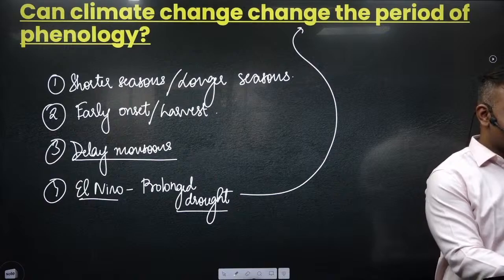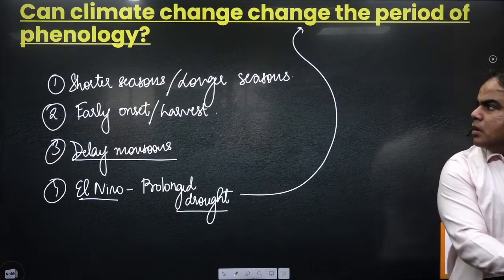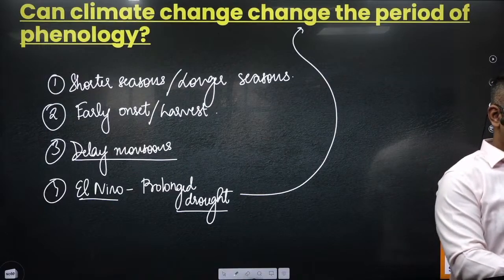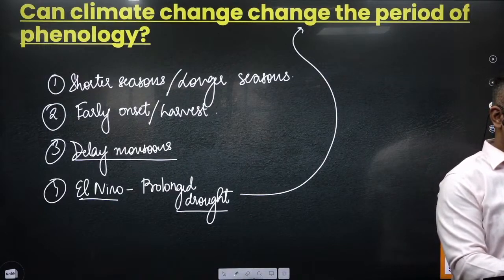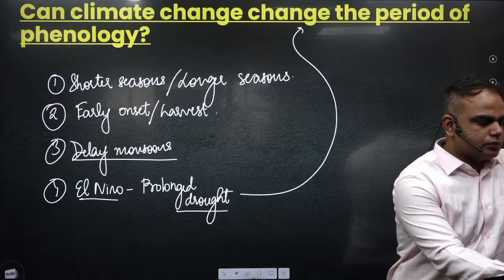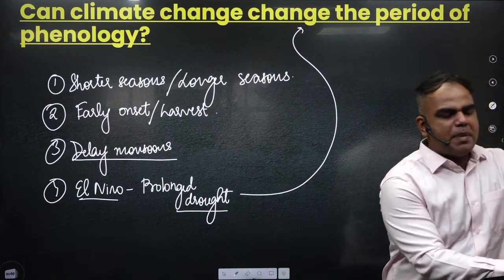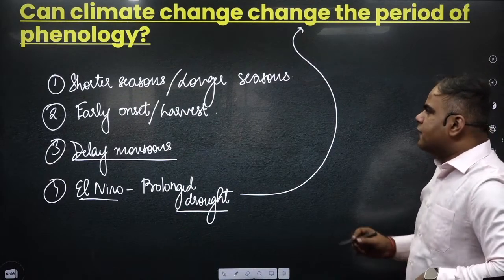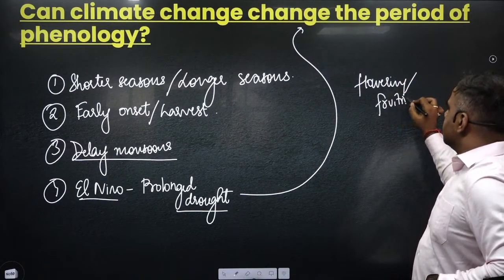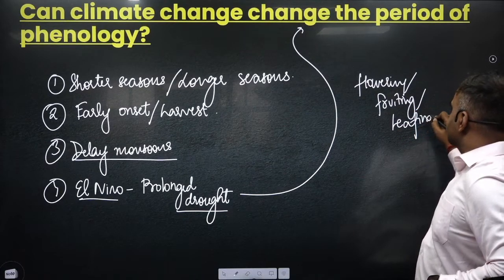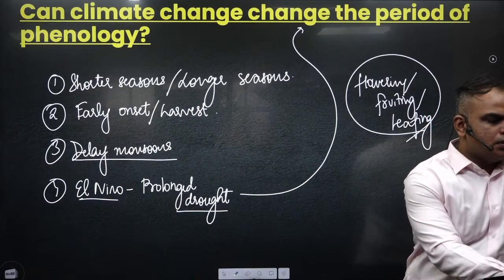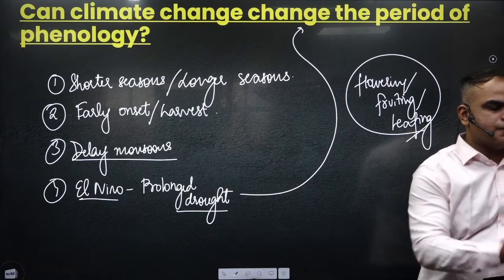changes in the duration of seasons, which impacts flowering, fruiting, leafing. Okay, so first example we'll write.